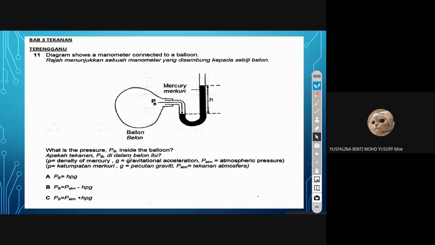So for this one, if you press the balloon here, of course the pressure here will be high. So we will push the mercury down, and this side the mercury will go up. So the H will be increased, right? If you want to find the PB, it means the atmospheric pressure must add with the H rho G. So the answer should be C. PB is P atmospheric, the pressure of the atmosphere, plus H rho G.